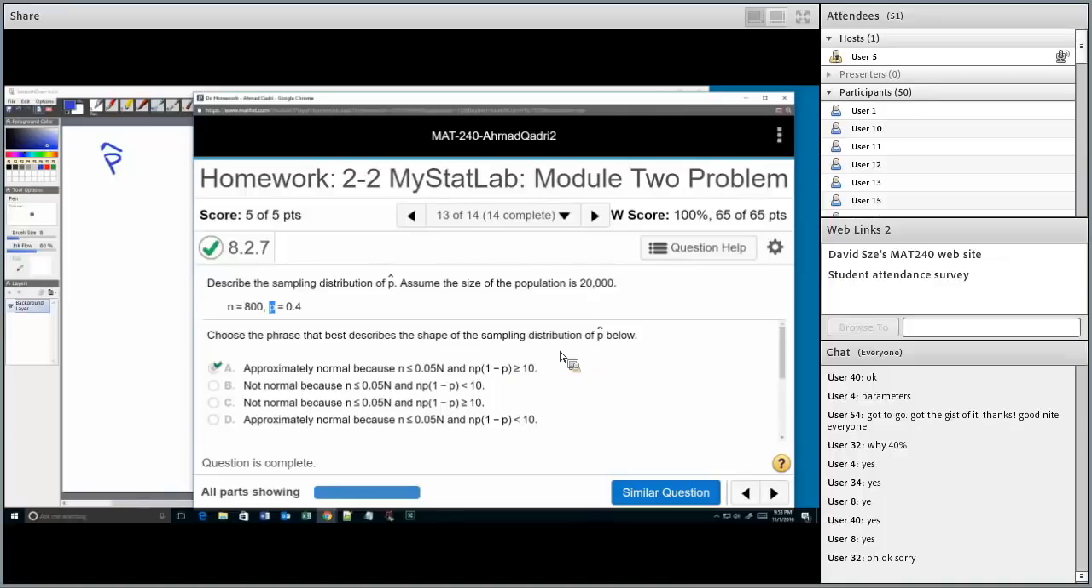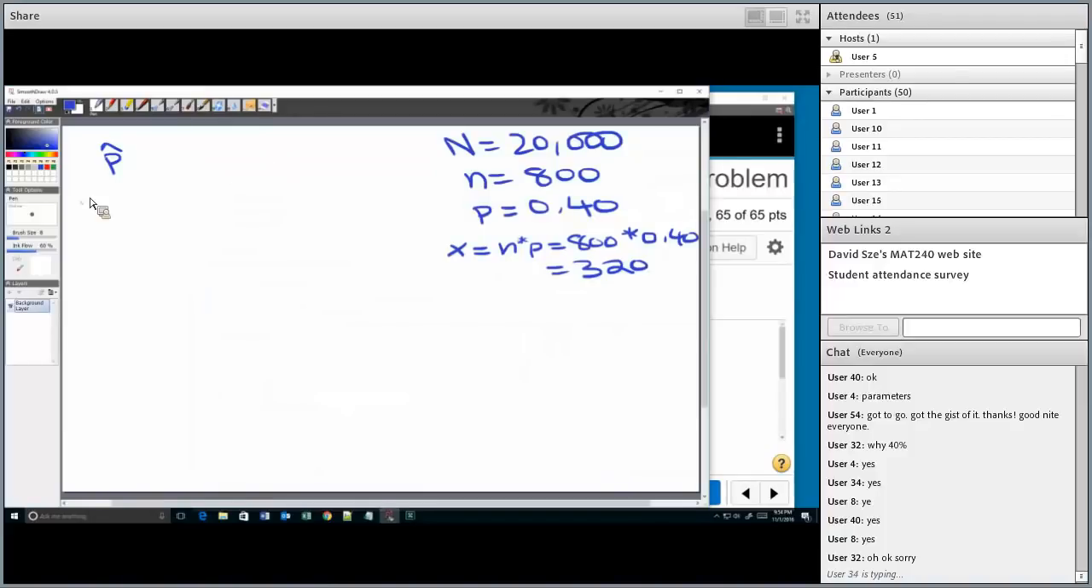Now, this is something you're going to have to memorize also. You have to figure out if these two cases are true. Let's find the first case. The first case is that the sample size, small n, should be less than or equal to 5% of the population size, meaning your small n must be less than or equal to 5% of the big N.